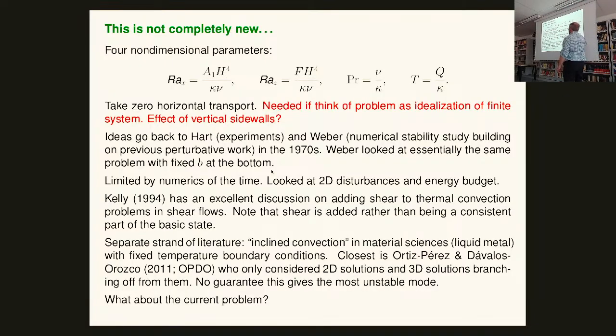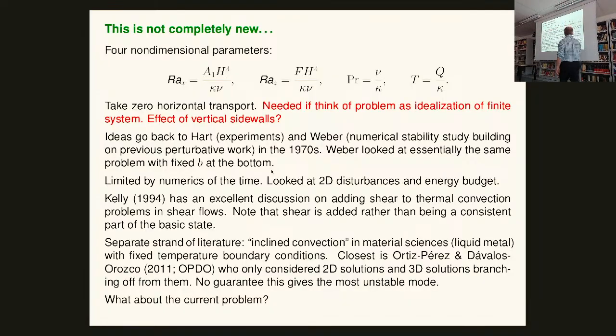And we discovered, this came slightly later, that there's an enormous strand of literature in the material sciences context and also applied math, and they call it inclined convection, and they're basically doing the Weber problem. So with fixed buoyancy, top and bottom, and their interest is materials processing on liquid metals, or at least they say it is, so they get very excited about Prandtl number 0.1 and 0.24 and things like that.